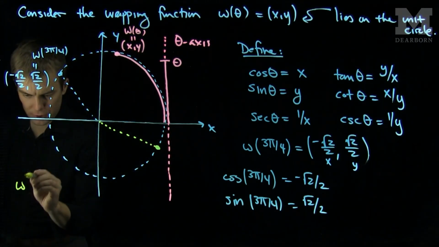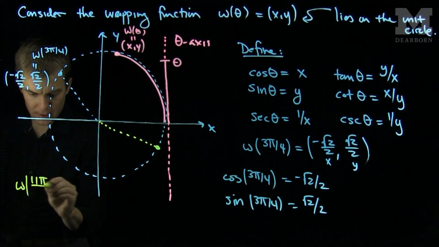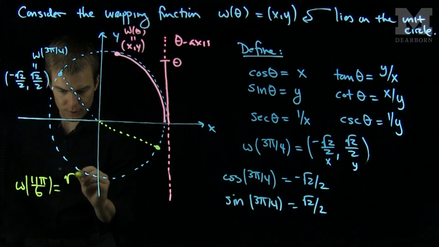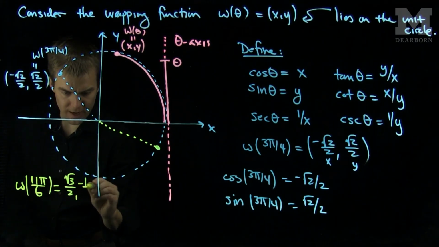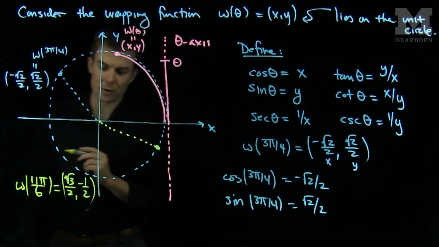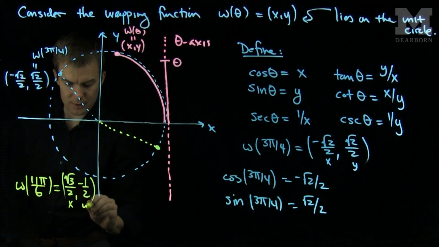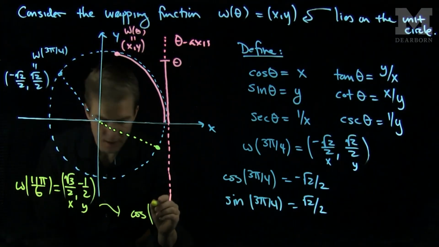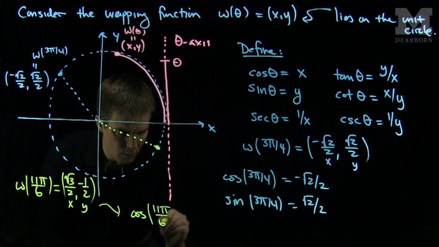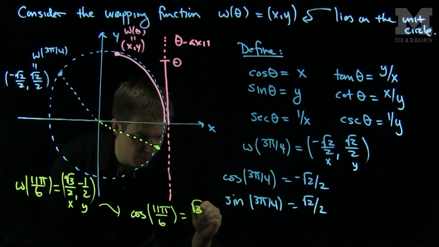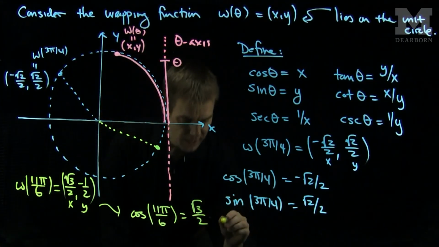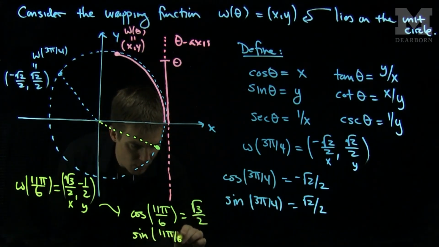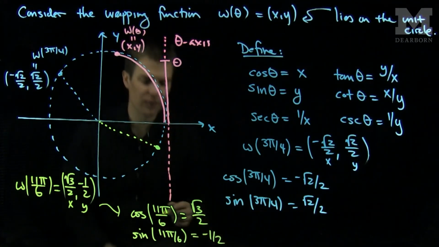We also know, for example, that if I go over here, the wrapping function of 11 pi over 6 is root 3 over 2, negative 1/2, from our wrapping function video. This is our x and this is our y. So in particular, the cosine of 11 pi over 6 is the square root of 3 over 2, and the sine of 11 pi over 6 is negative 1/2.